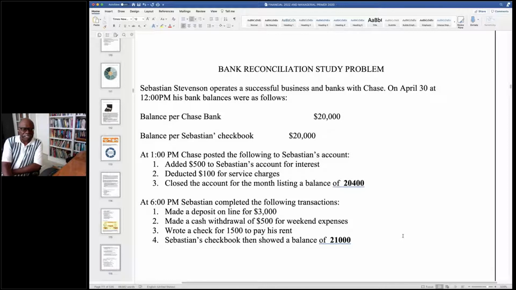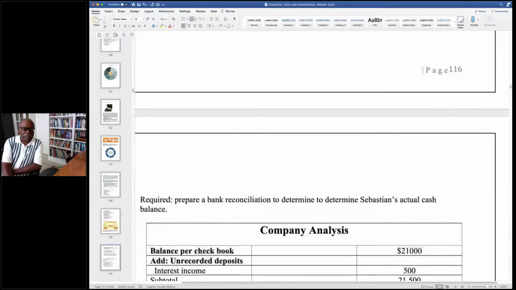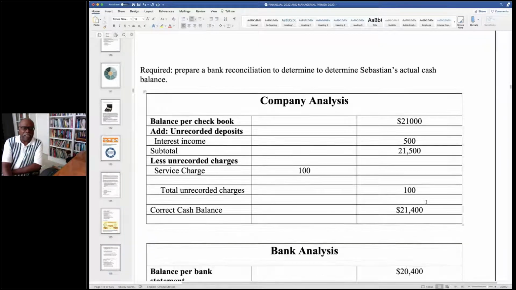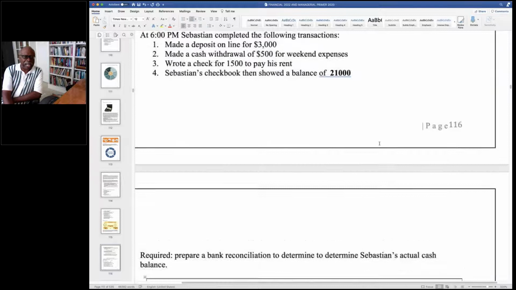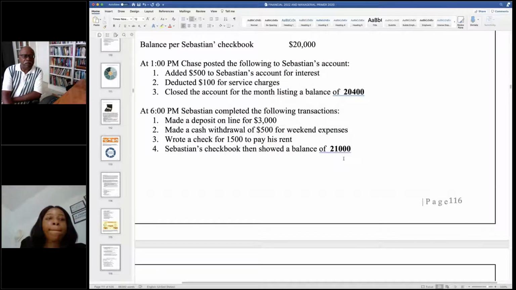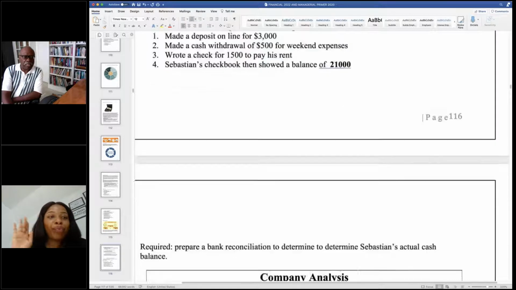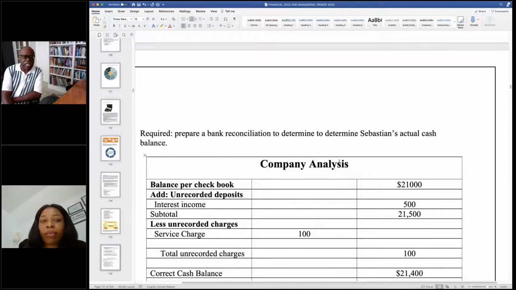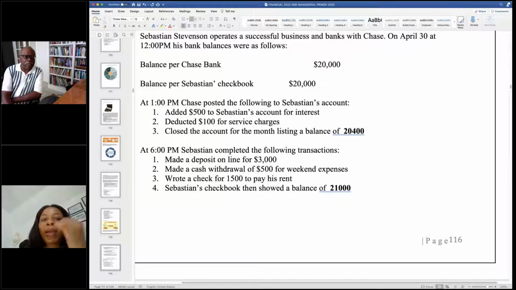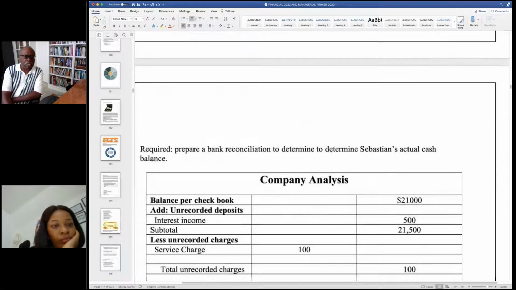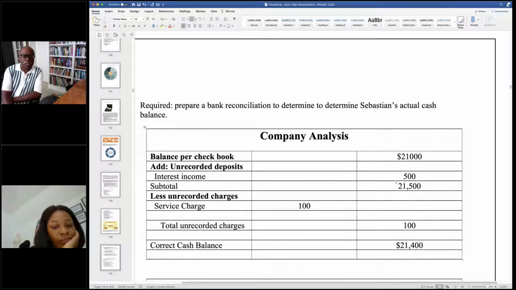Okay. So let's see how much Sebastian has. What we're going to do is a company analysis first. We're going to look at how much cash he said he had, which is $21,000. Then we're going to look at transactions he doesn't have. He doesn't have the $500 interest that the bank put in there. He doesn't have the $100 service charge. So going from his checkbook balance, we're going to add the interest income, and subtract the service charge. And so now his correct balance is $21,400.